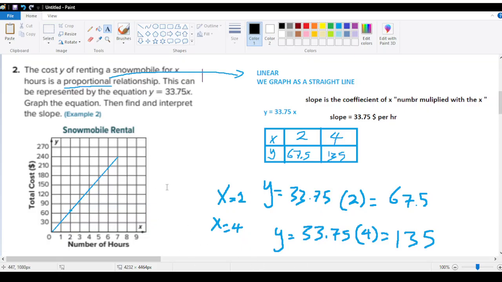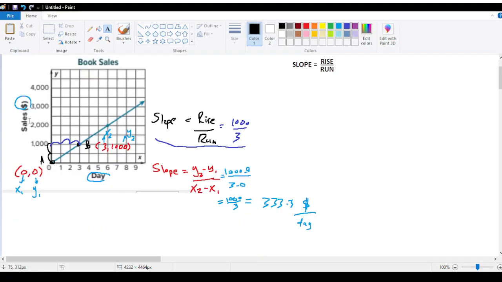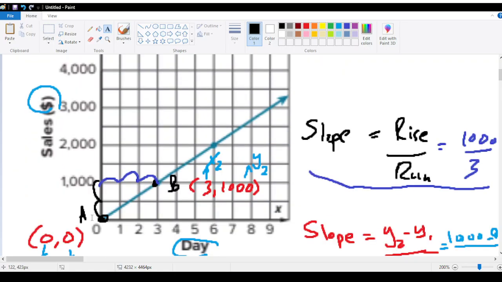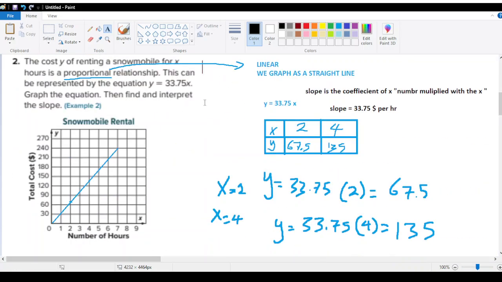So what we learned today, we learned how to find the slope, it's rise over run, and we learned how to find the unit from the y and from the x, and we learned also to pay attention to the squares here. Each square represents what? And we learned how to graph this equation. How to graph it one more time.